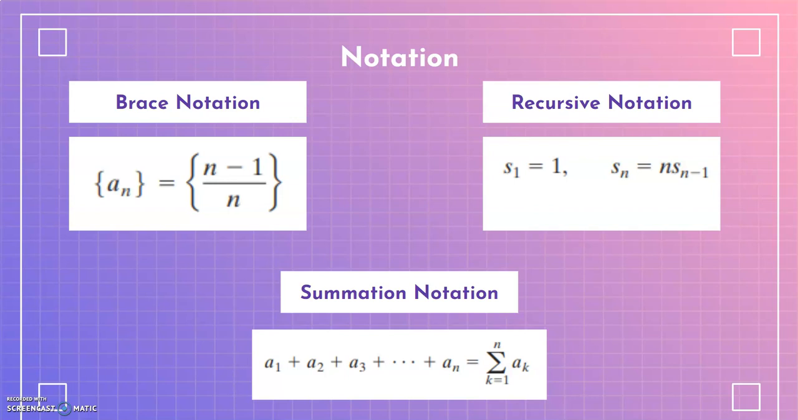Finally, we can use summation notation. Summation notation is usually used to express the sum of terms in a sequence. We use the Greek letter sigma as an indication to sum up the terms in a sequence.